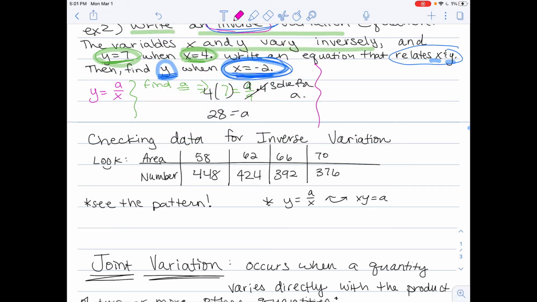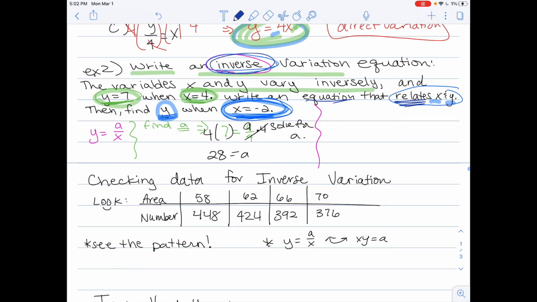So now we're going to do the second step, which is this blue information. And so now we're going to find the equation that relates x and y. Remember, again, inverse. So we say y equals a over x. Then we're going to find y when x equals negative 2. So we're looking for y.